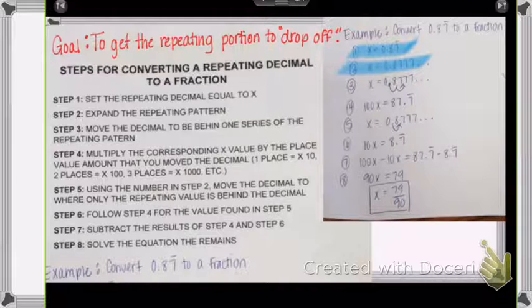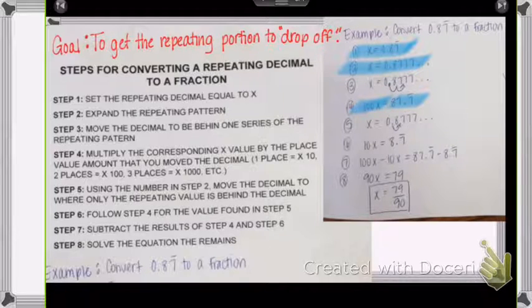We then move the decimal to be behind one series of the repeating pattern. So we want our decimal to look like 87.7 repeating. And in order to do that, we had to multiply the 0.87 with the 7 repeating by 100. So we also multiply our x by 100.